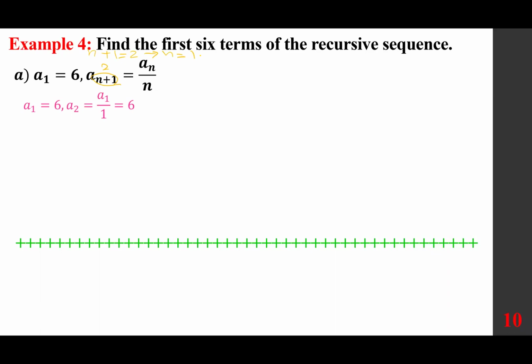Can anybody tell me what is the formula for A sub 3? What would be the formula for A sub 3? So just set n plus 1 equals 3, and n becomes 2. So A sub 2 over 2, 6 over 2, or 3.